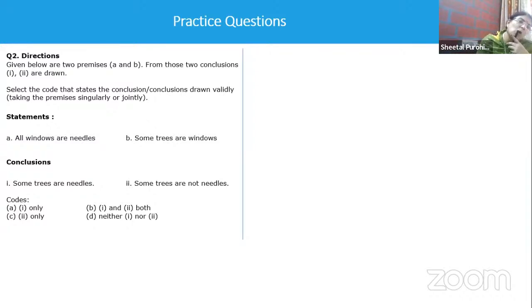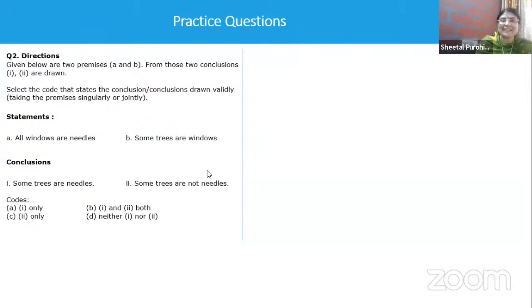So it says all windows are needles. This is the first statement which has been made. Then some trees are windows. Then some trees are needles. Some trees are not needles.